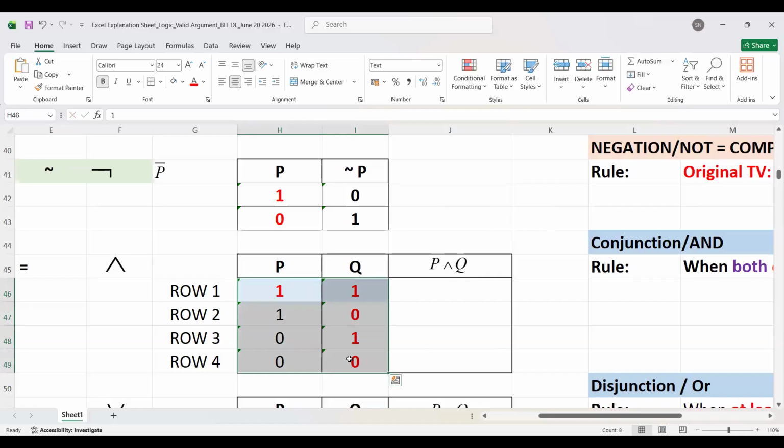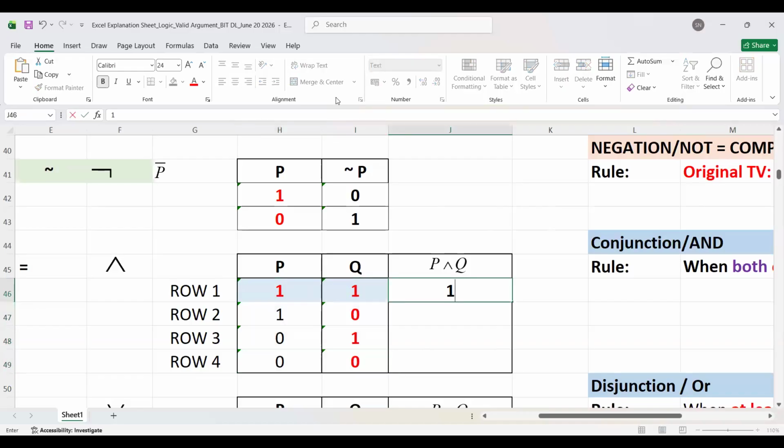Now, which row do you have P, Q together are true? Row 1. Okay, row 1. That is the only place. Row 4, both are false. We said both must be true. So row 1 is where both of them are true. The rest, row 2 will be false, row 3 will be false, row 4 will be false. So for P and Q, you are going to have 1, 0, 0, 0 for 2 raised to the power 2.